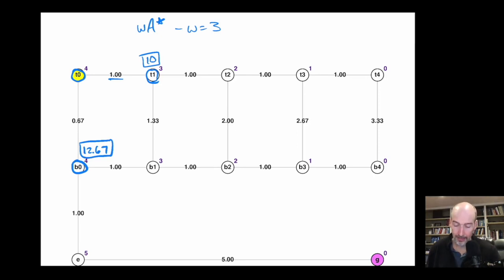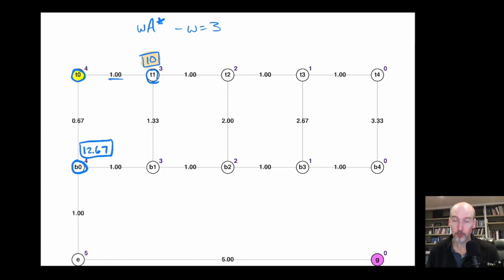Okay. And because weighted A star, like any best first search, is going to be choosing the best node to expand next, we're now going to choose to expand this node. So we'll mark that there. That node's going to be expanded. We're going to generate its 2 children.